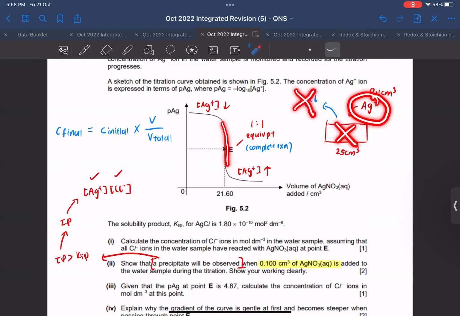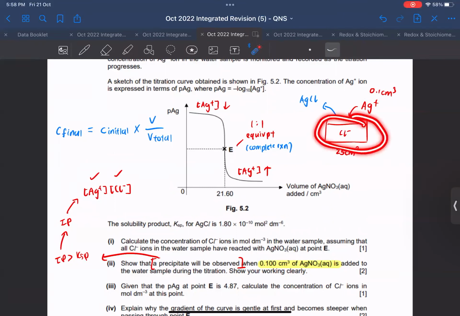Instead, what will happen is that any additional Ag+ will cause the concentration of Ag+ to increase in the mixture. And that's why there's a huge dip, a very sharp dip. This point at which it starts is the first time at which Ag+ actually begins increasing in the mixture.